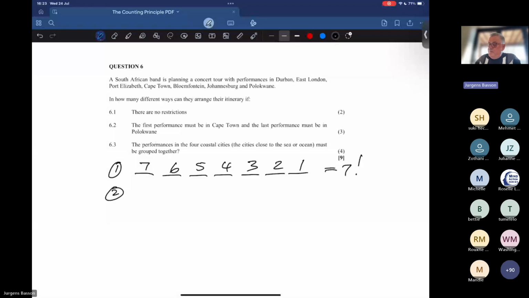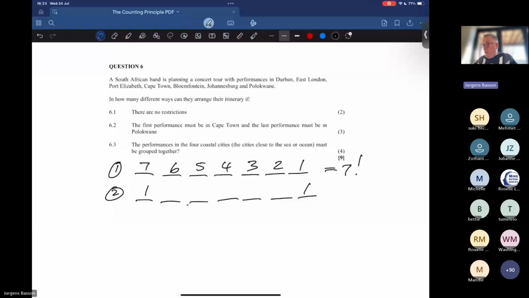In number 2, they say the first performance must be in Cape Town and the last performance must be in Polokwane. So it's 1, 2, 3, 4, 5, 6, 7. First one is Cape Town. There's only one Cape Town. So I restrict first position to 1. Last position, Polokwane. So you agree these 2 cities are fixed on this program.